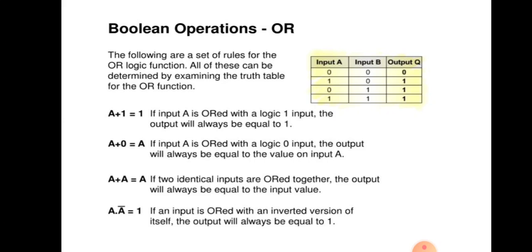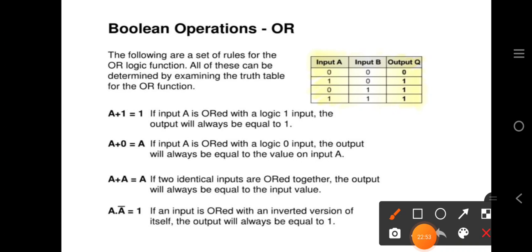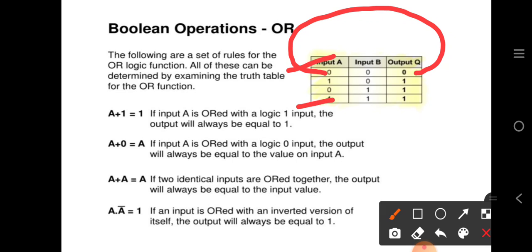Now the third rule is A plus A equals A. If two identical inputs are ORed together, the output will always be equal to the input value. In this condition, they are saying that if both the inputs are the same, which means the first and fourth conditions, and they are ORed together, then the output will be the same as the input.